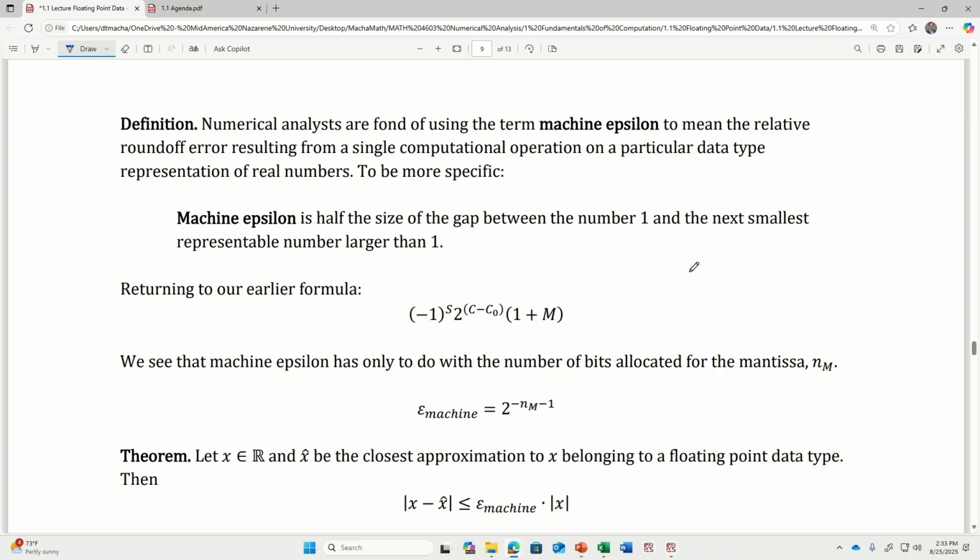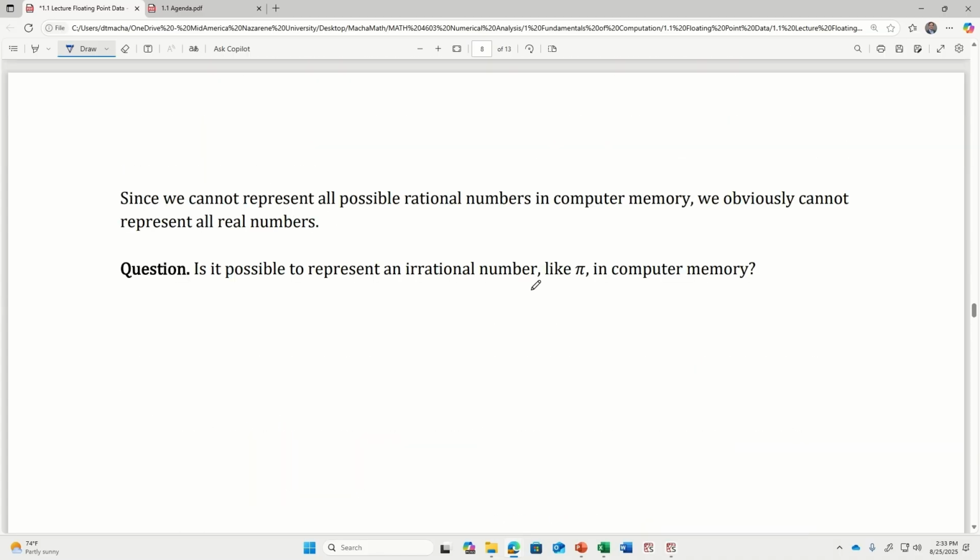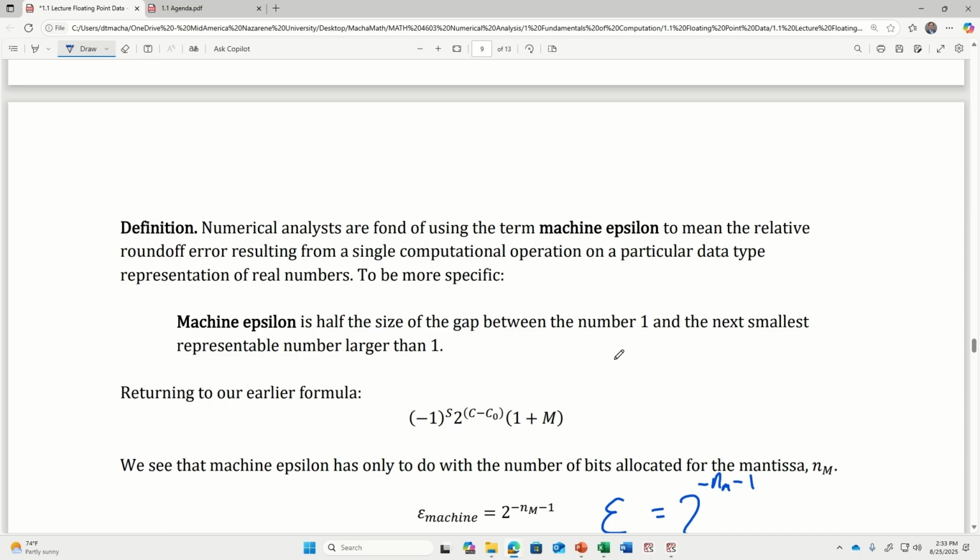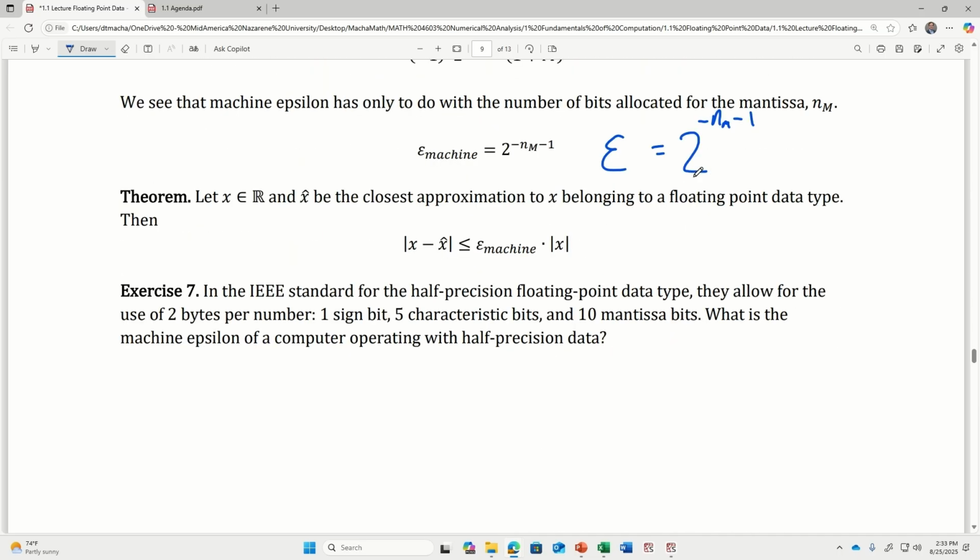This is a Greek letter lowercase epsilon. The word machine is in the subscript. Equals 2 raised to the power, that's supposed to be a lowercase n with subscript capital M. So we say this, 2 raised to the power negative n_M. And like it says, that's the number of bits that we are allowing the mantissa to take up. And then we subtract 1 from the exponent. So when I had, well, we'll have an example later. If I had 10 bits for the mantissa, this would be 2 to the power negative 11. There we go. That's what I wanted to say.